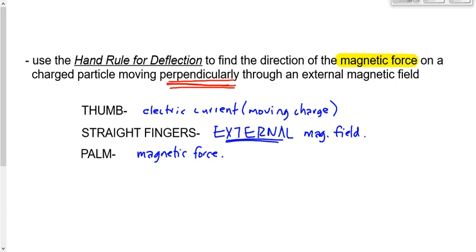Most times, you're given the direction of the moving charge and the direction of the field, and you need to find the direction of the force. But sometimes you've got to rearrange it. You're given the direction of the charged particle, you're given the direction of the force, and you have to see which way the field points. It's not a big deal.